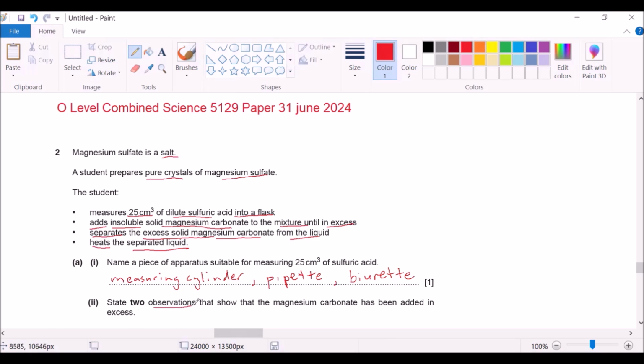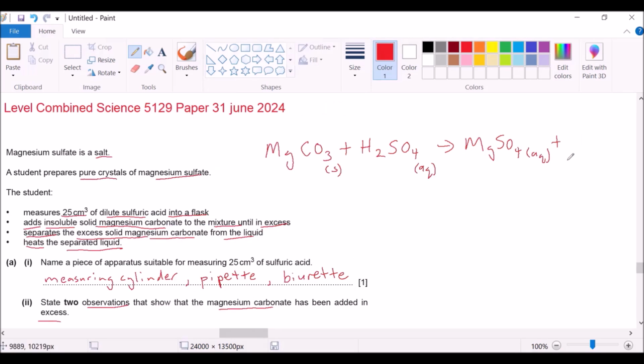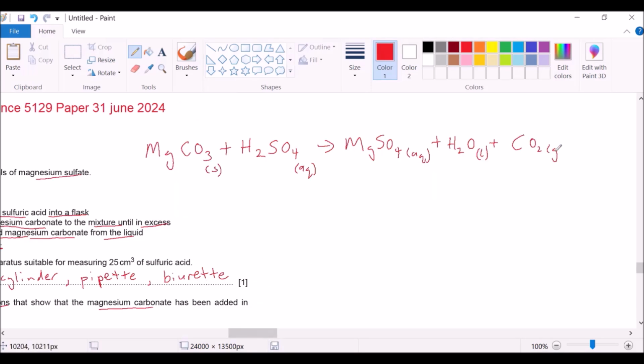State 2 observations that show that the magnesium carbonate has been added in excess. So we have to understand the reaction that takes place. We have magnesium carbonate and the sulfuric acid. Magnesium carbonate is a solid. Sulfuric acid is in solution. This will give us magnesium sulfate in solution plus water, a liquid, plus carbon dioxide gas.